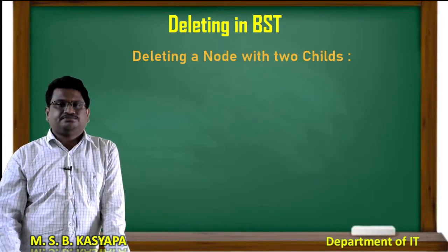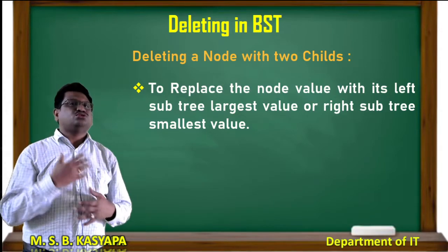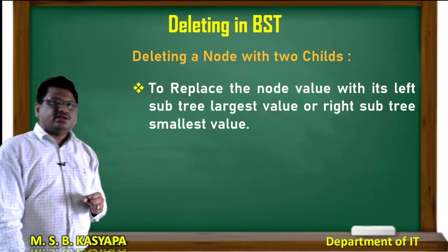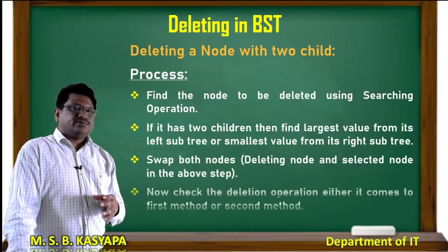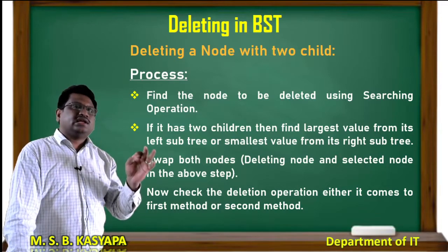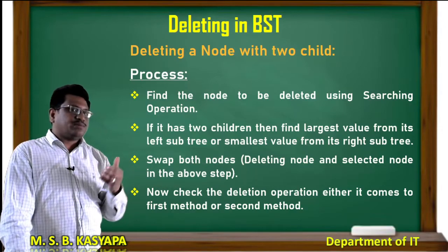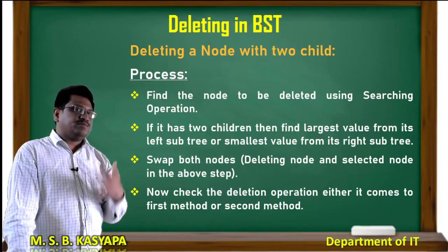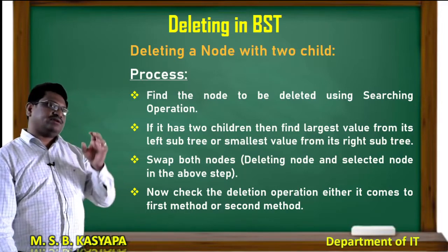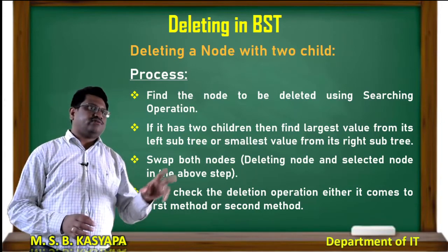Let us move to the final topic of deletion, that is, I want to delete an element which has two children. If the node has two children, then what do I have to do? Simple. First I will find the particular node to be deleted. Then I have to do an extra process. What is the process? I have to find the replacement value. That replacement value I can take either from the left subtree of that particular node or from the right subtree. If it is the left subtree, I have to find the largest value.